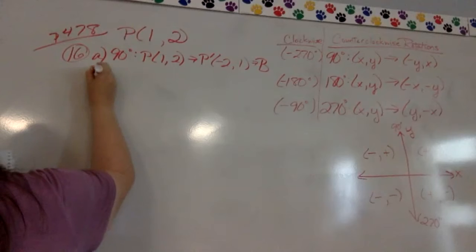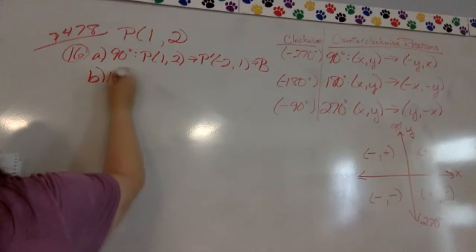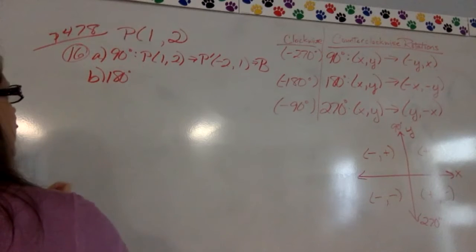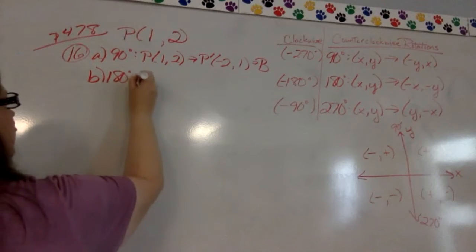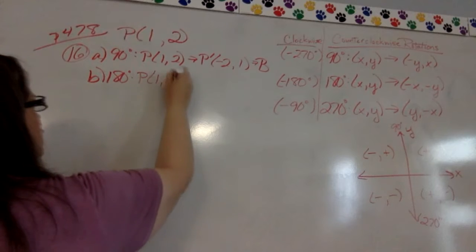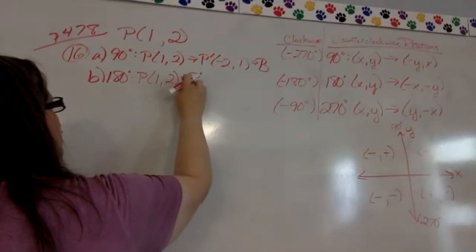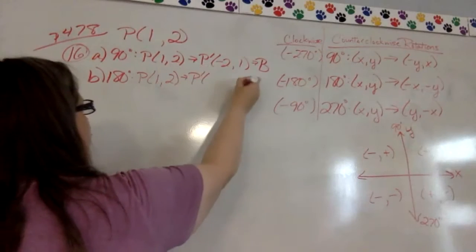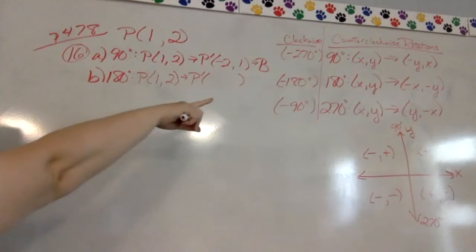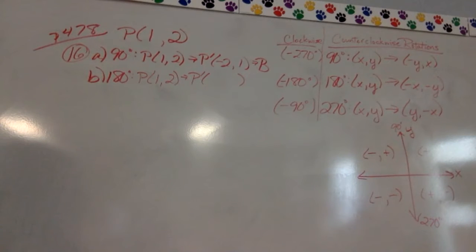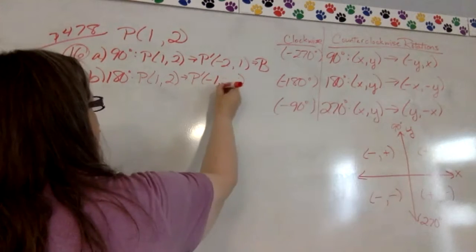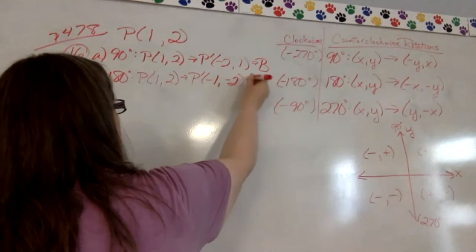So let's do point B. Says it's a 180-degree rotation. Okay, so originally point P was at 1 and 2. When we do a 180-degree rotation, what's our rule say that we do? Do we switch the order on the coordinates? No, we don't switch the order, we just change the signs. So they both become negative. So it's at -1, -2.